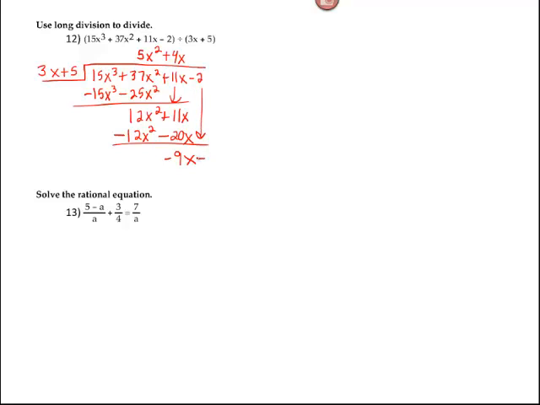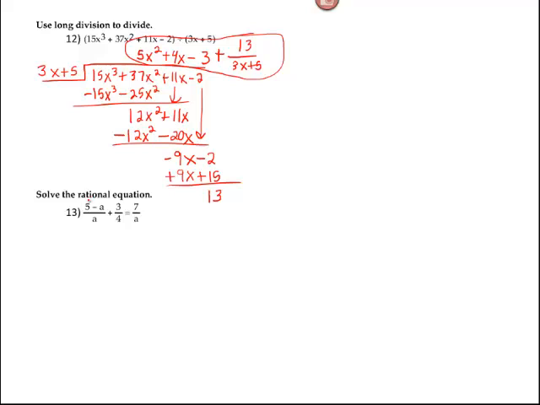Drop down the negative 2. What do I multiply 3x by to get negative 9x? Negative 3. Multiply and subtract. Now this time when I multiply I end up with negative 9x, but I'm subtracting, which changes the sign and makes it plus. 5 times negative 3 is negative 15, but I'm subtracting, so that makes it plus. Negative 2 plus 15 is 13. That's our remainder, so we put plus 13 over 3x plus 5, and that's our answer to that.